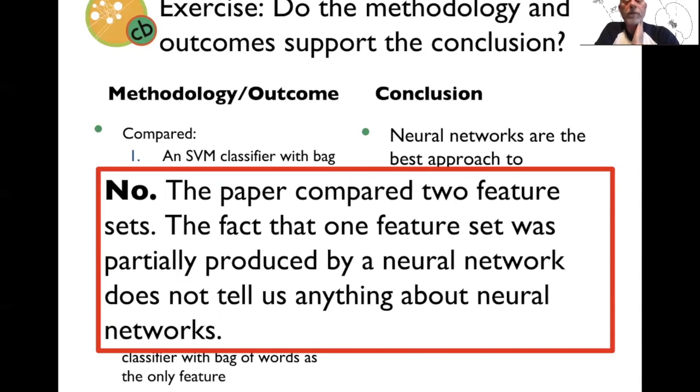Because the paper compared 2 feature sets. One of those feature sets was partially produced by a neural network. That is the glove features. But the fact that this part of the feature set in that second condition was produced by a neural network doesn't tell us anything about neural networks per se.